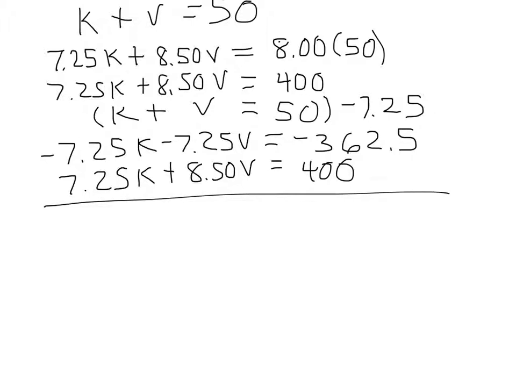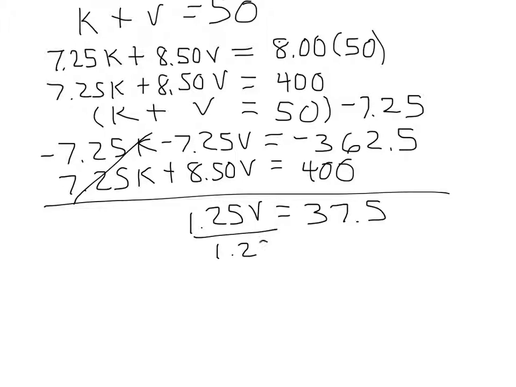When we add those equations together, the K's are eliminated. So we get 1.25V equals, what is 400 minus 362.5? 37.5. And if we divide both sides by 1.25, we'll get 30. V is 30. We want 30 pounds of the Venezuelan brand.